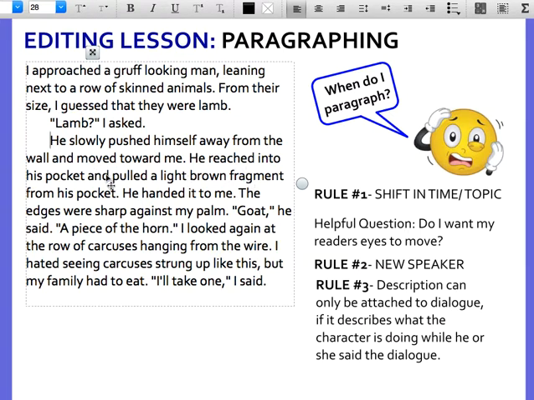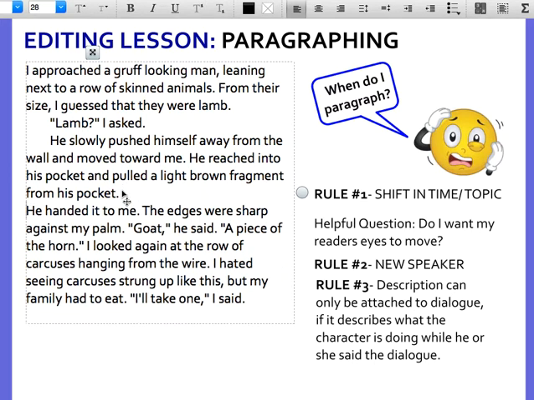He reached into his pocket and pulled out a light brown fragment from his pocket. He handed it to me. The edges were sharp against my palm. Okay, so the moment he hands this brown fragment from his pocket, I'm just going to add a new paragraph here. That could be a choice for you, but I'm going to add a new paragraph because I want the reader to go from watching the man pull it from his pocket to picturing it sitting in the narrator's hands and really feeling the sharp edges.